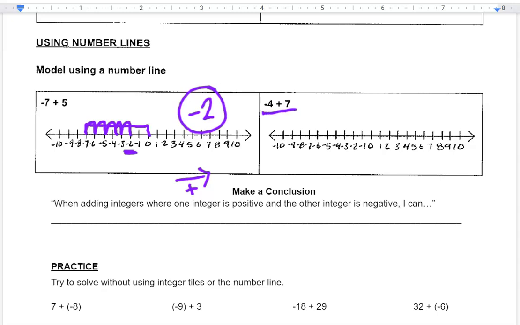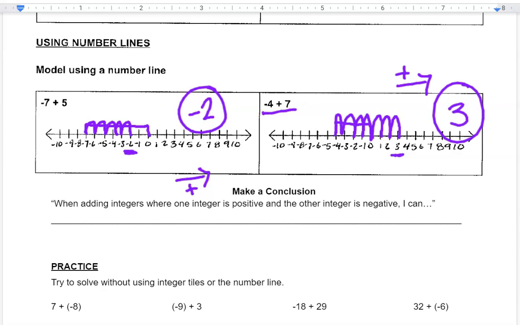-4 plus 7. Let's go to 0. Go down to -4. Then we want to add 7. So we want to go +7. So we're going to go 1, 2, 3, 4, 5, 6, 7. Right there at 3. So our answer is 3.